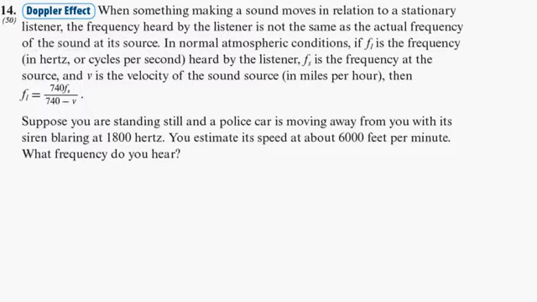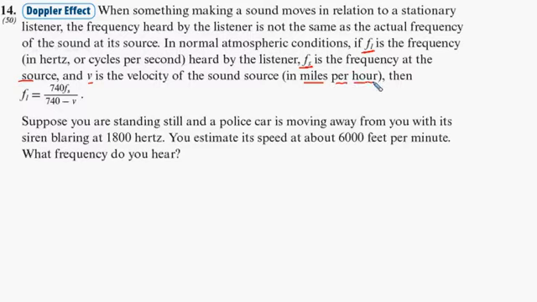It says, in normal atmospheric conditions, F sub L is the frequency of the listener. So that's very logical. F sub L is the frequency of the listener. F sub S is the frequency at the source. Okay, so that's something that we're going to be looking for. Velocity is just simply the velocity of the sound source. Notice that it says miles per hour, so that's something important.